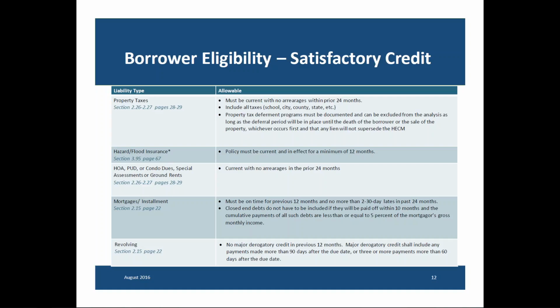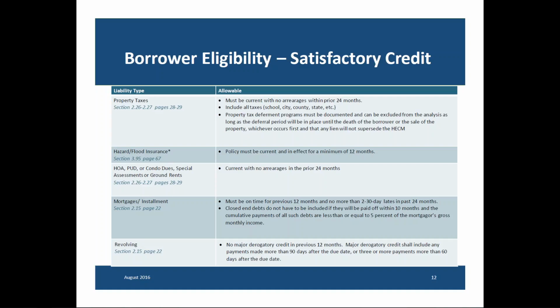Homeowners Association, PUD or condo dues must be current with no arrearages in the prior 24 months. Now, mortgages and installment payments must be on time for the previous 12 months and have no more than 2 30-day lates in the past 24 months. So in months 13 through 24, they can have 2 30-day lates. Closed-end debts do not have to be included if they will be paid off within 10 months and the balance of the payments of all such debts is less than or equal to 5% of the mortgagor's gross monthly income.